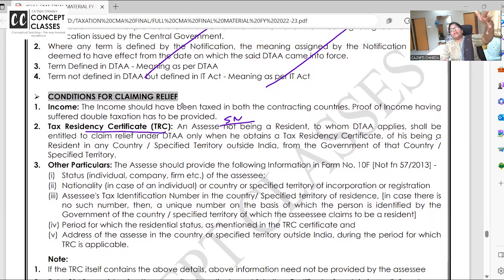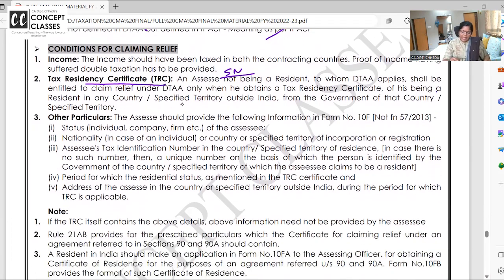But if you are a foreigner and you have paid tax in your country and India, and if you are asking for some relief, you have to give the tax residence certificate. SSE should provide the following information, either if it is included in the tax residence certificate, or separately. What is the status of that SSE? Is he an individual, HUF, company and all? Nationality in case of an individual, country, territory and all. SSE's tax identification number.